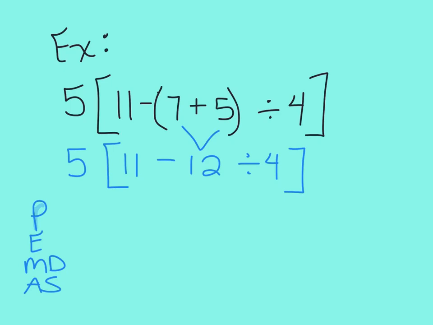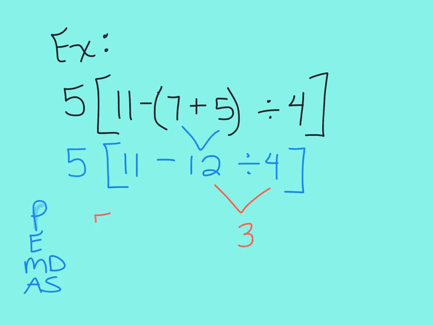However, we still have to go by the order of operations within the brackets or within the grouping symbol. So I am not going to do 11 minus 12, because subtraction comes after division. I am going to figure out what 12 divided by 4 is. That is what I will do. So 12 divided by 4 is 3.